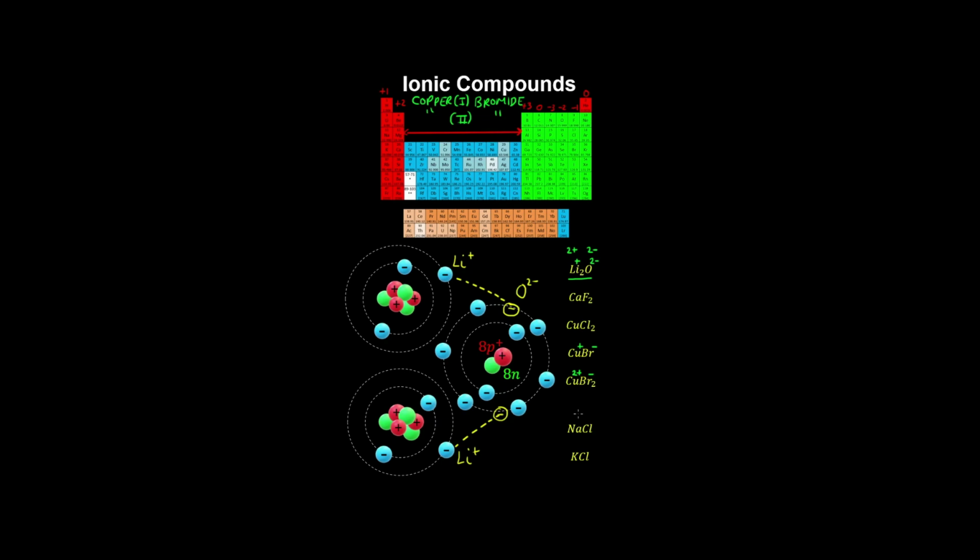And elements in the same group tend to form analogous ionic compounds. So sodium chloride and potassium chloride have the cations and anions in the same group, and therefore have the same ratio of charge and the same ratio of elements.